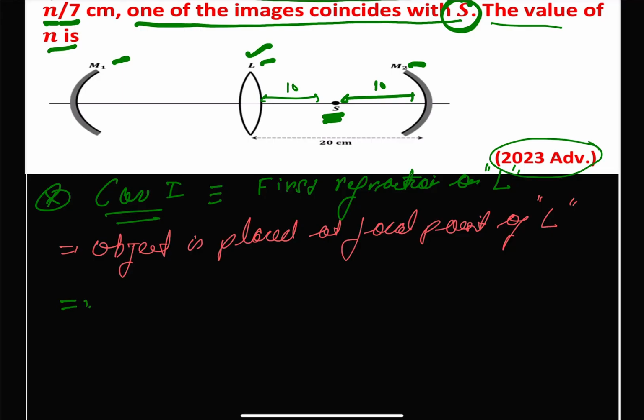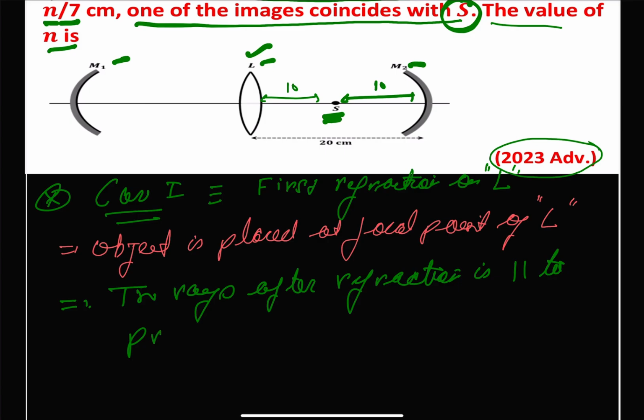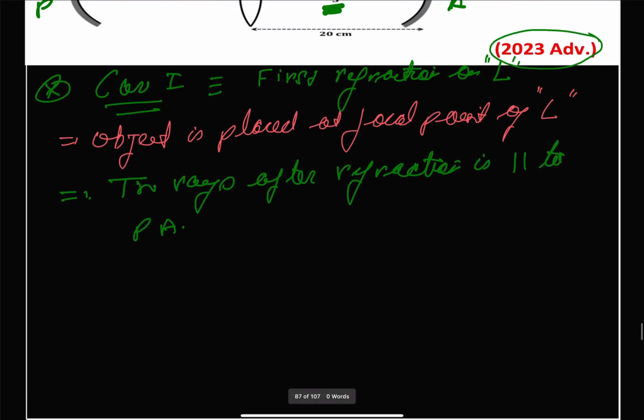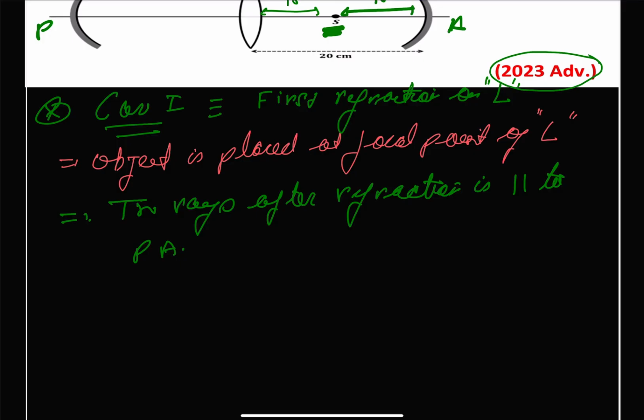So you can say that the rays after refraction are parallel to the principal axis. Let us call this P and this A. So this is parallel to the principal axis, that is PA. And therefore we can draw an approximate diagram for that also.